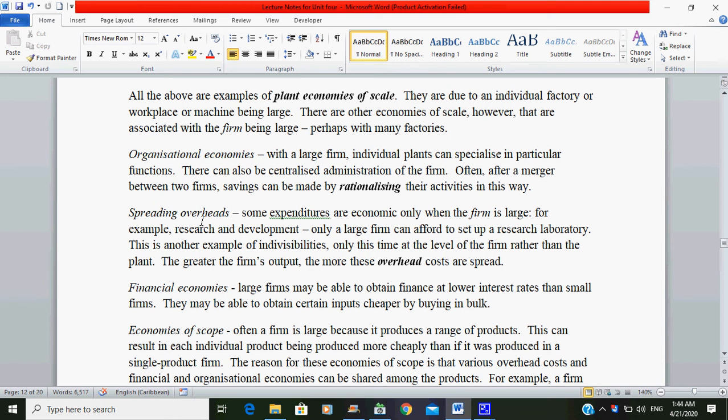Spreading overheads. Some expenditures are economic only when the firm is large. For example, research and development: only a large firm can afford to set up a research laboratory. This is another example of indivisibilities, only this time at the level of the firm rather than the plant. The greater the firm's output, the more these overhead costs are spread.